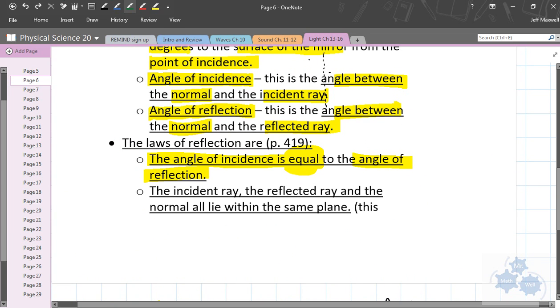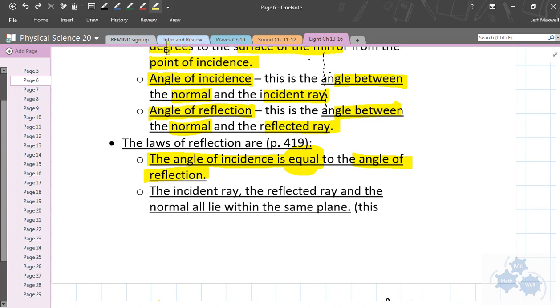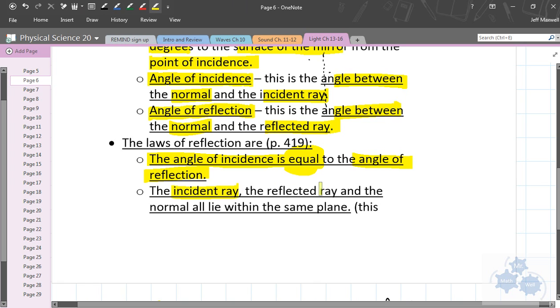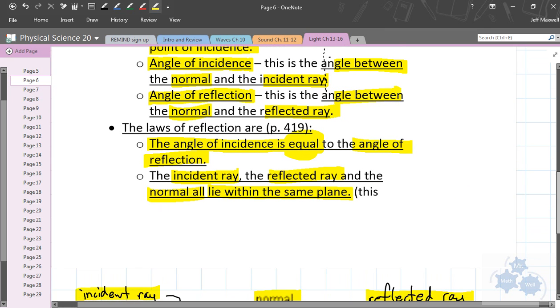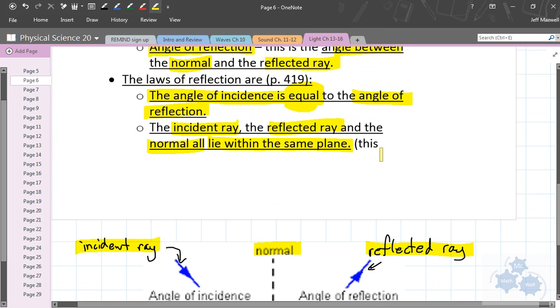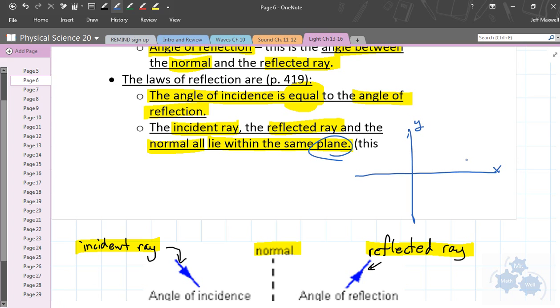And the other part of these laws of reflection is that the incident ray, the reflected ray, and the normal all lie within the same plane. When we talk about a plane, this is like the mathematical plane. This is not a flying plane. So if we're talking about the same plane, a two-dimensional plane would be the x and y axes. If you're looking at the screen, like literally this screen right here, this is a two-dimensional plane of space.